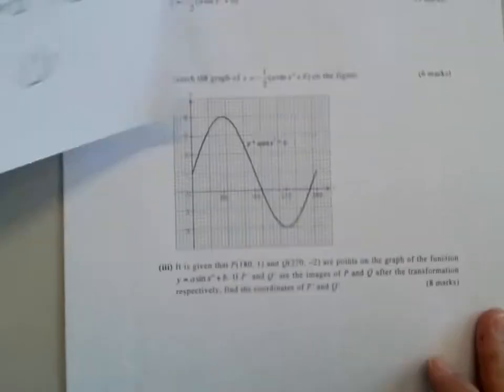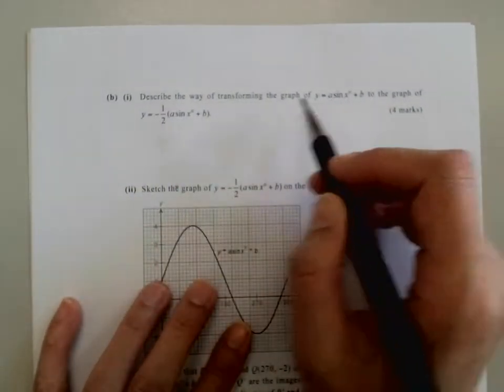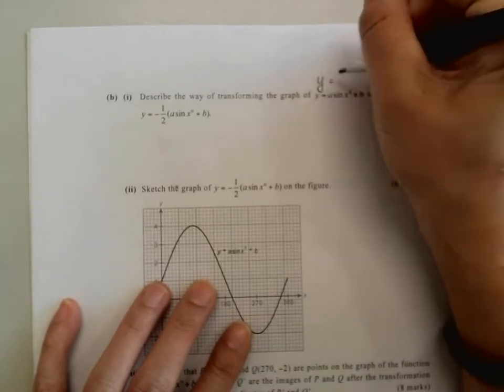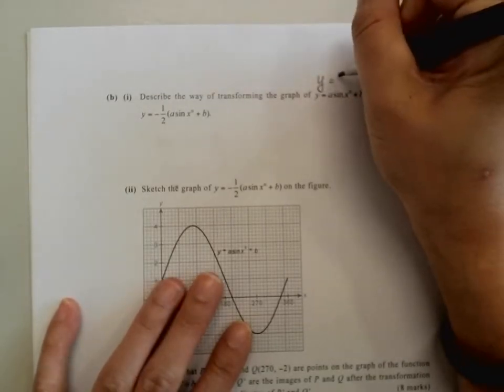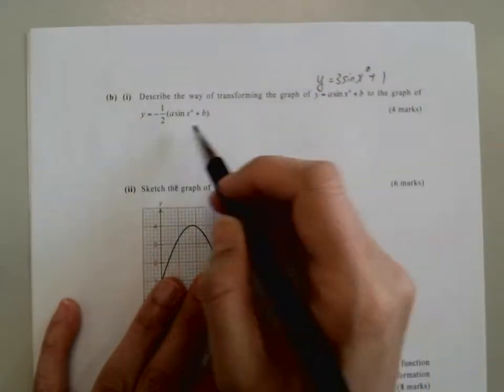Alright, going on to part 2. Part B is where you have to describe a way. So compared with this, now our function becomes 3 sine x degrees plus 1. Alright, so we got that here.